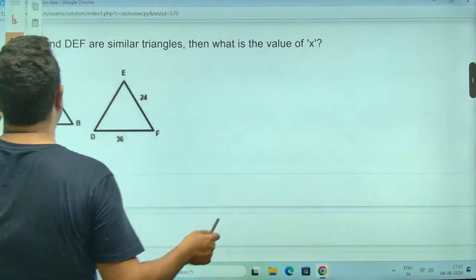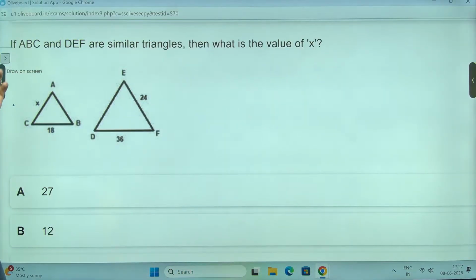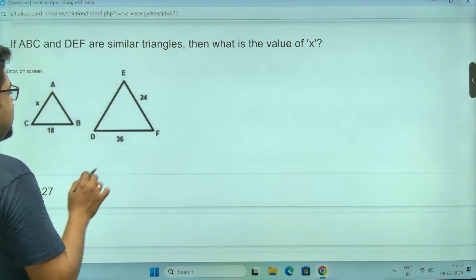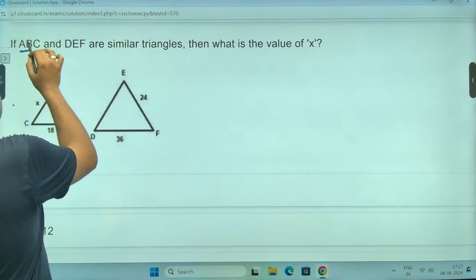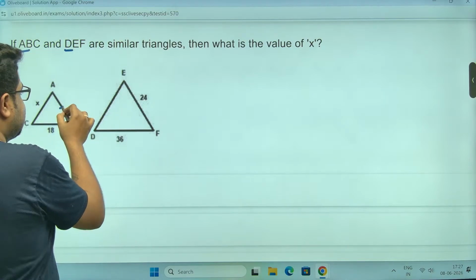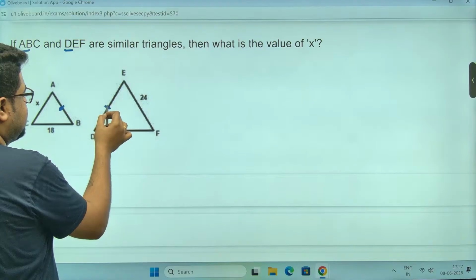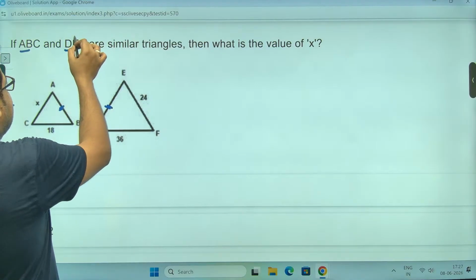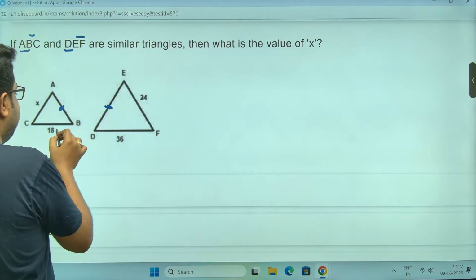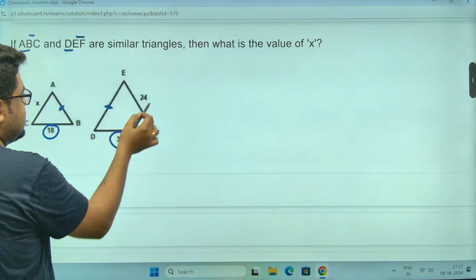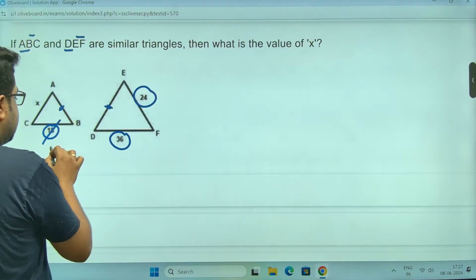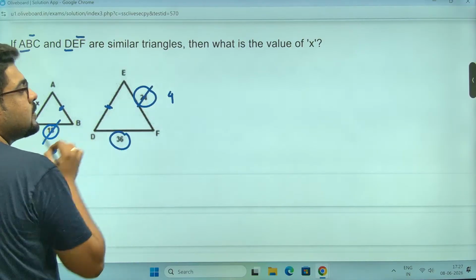Sir, what is this similarity? Most probably ABC and DEF are similar. Okay, sir. So AB is similar to DE. EF and BC are similar. BC is 18, EF is 24. So ratio is 3:4, sir.